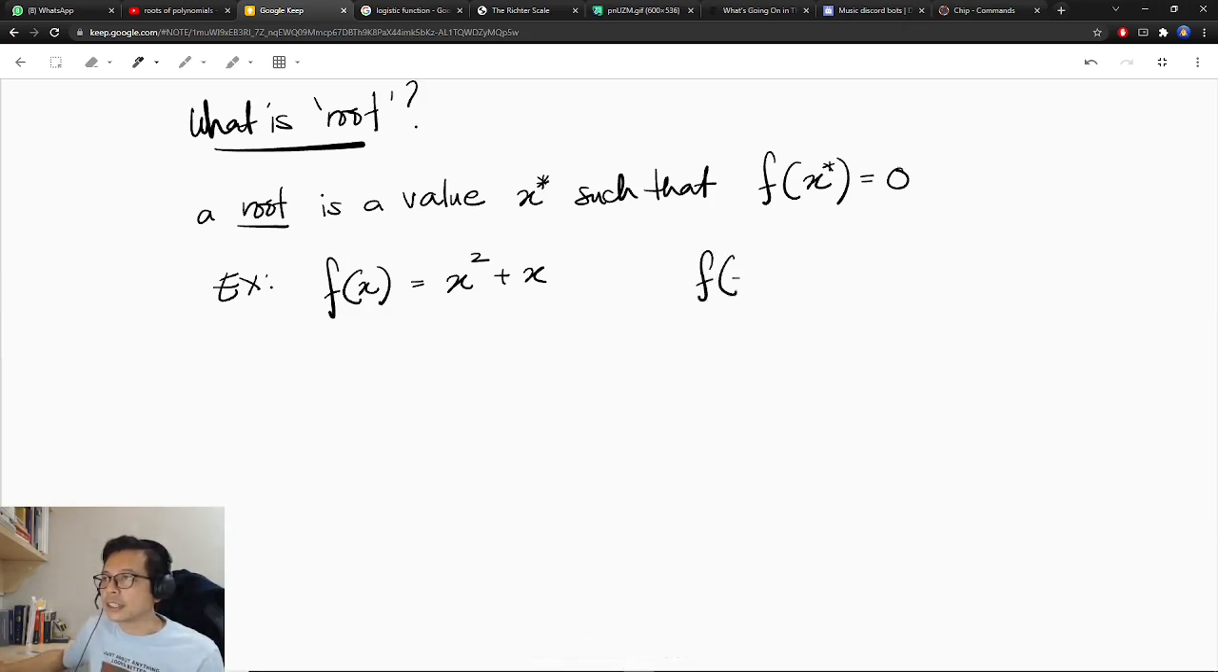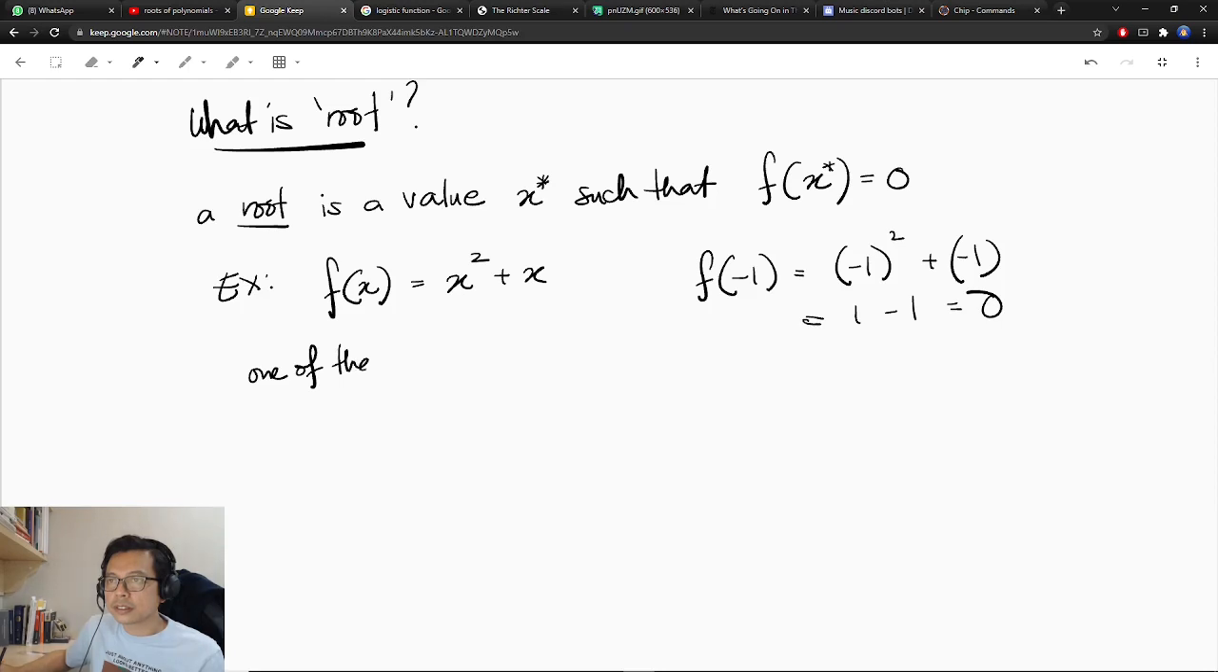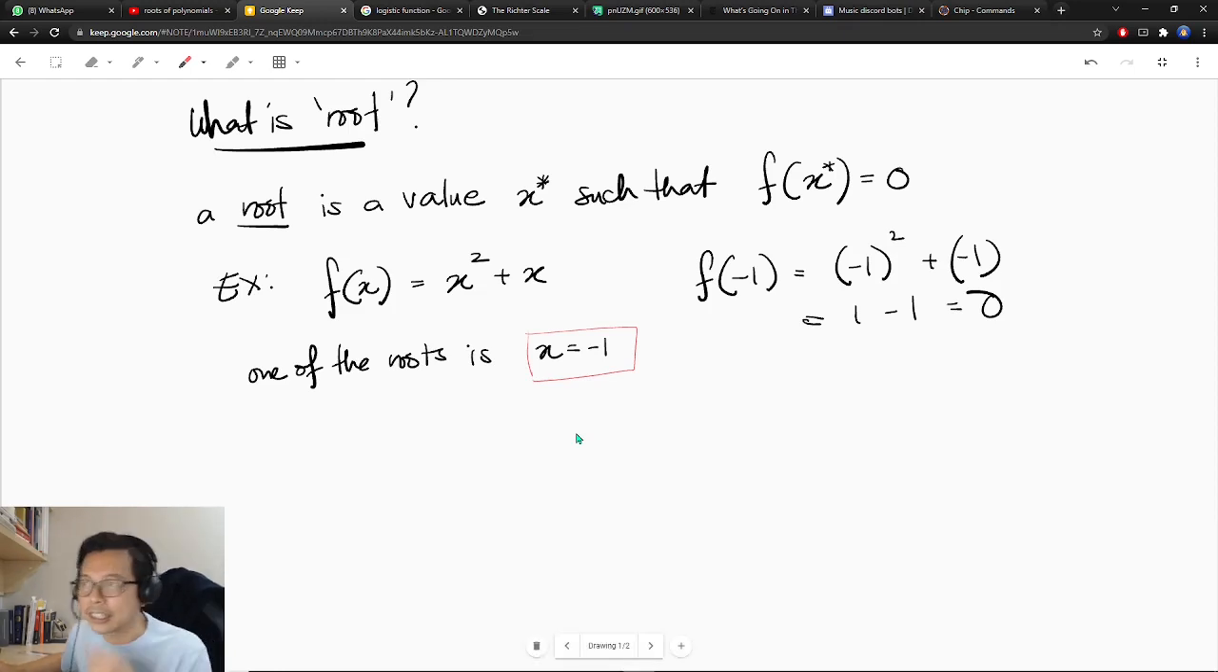If x is negative 1, then we get minus 1 squared plus minus 1. This becomes 1, sorry, 1 minus 1 becomes 0. Yes, so in this case, one of the roots is x equals minus 1. That's great. Who was it just now? Who said that? Ah, Sheen. Thanks. That's correct.